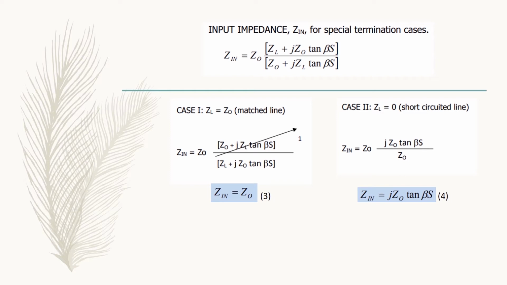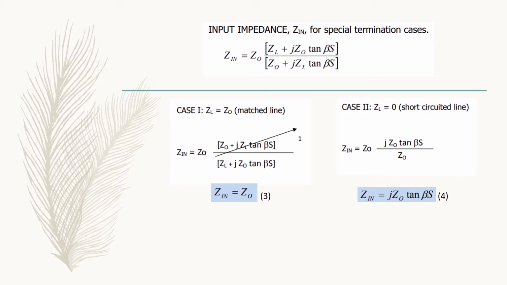Input impedance for special termination cases. So Zin is equal to ZO times ZL plus J times ZO times tangent beta S, all over ZO plus J times ZL times tangent beta S. Case 1, ZL is equal to ZO, or a matched line. So this is when the numerator is equal to the denominator. So they just cancel. Zin is equal to ZO.